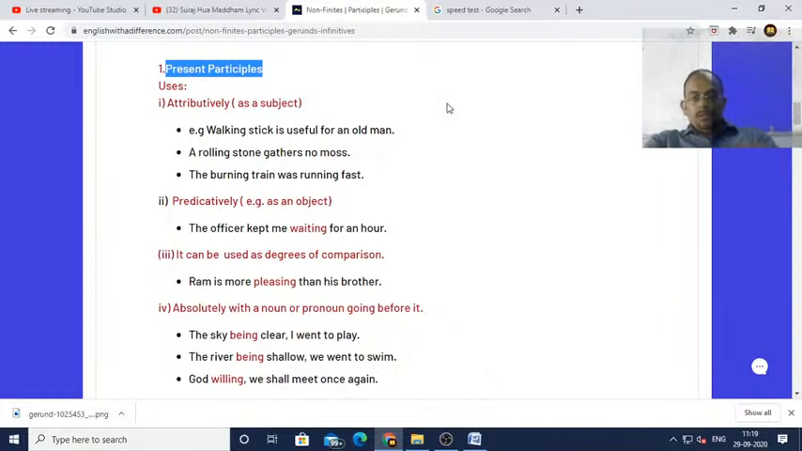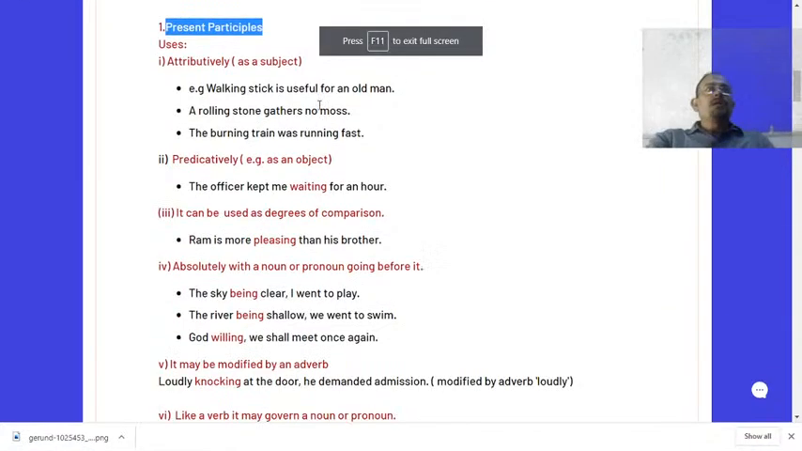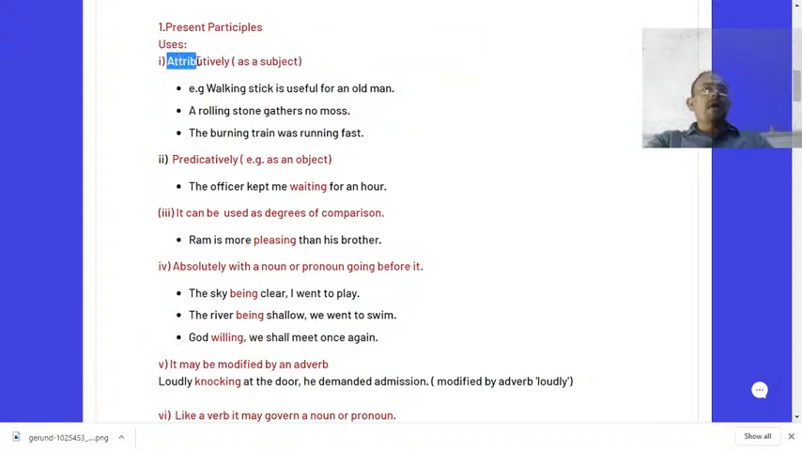First of all, dear students, you see here present participle is used attributively. Attributively means, dear students, as a subject. Whenever the ing form is given at the beginning of the sentence, this is called attributive use of the present participle.